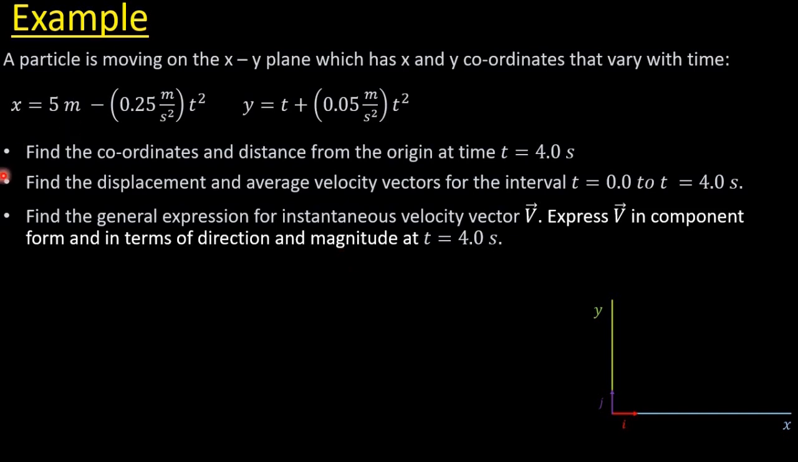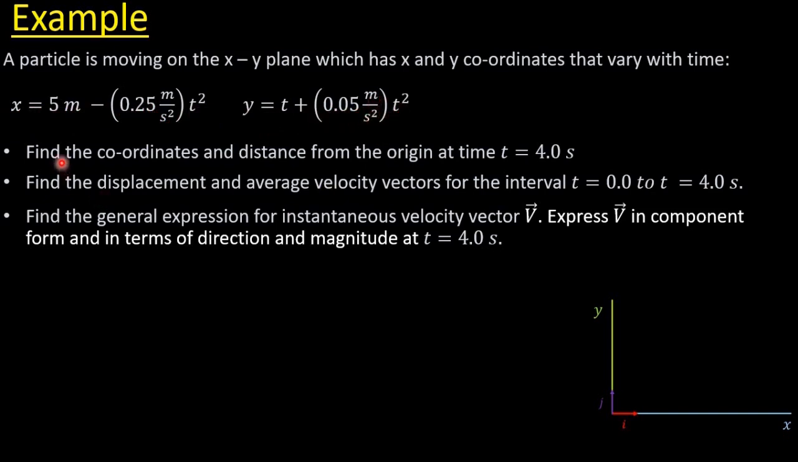So let's have a look at an example. So a particle is moving on the xy plane, which has x and y coordinates that vary with time. So it varies with time according to these two functions here. So x equals 5 meters minus 0.25 meters per second squared times t squared, and y equals t plus 0.05 meters per second squared times t squared.